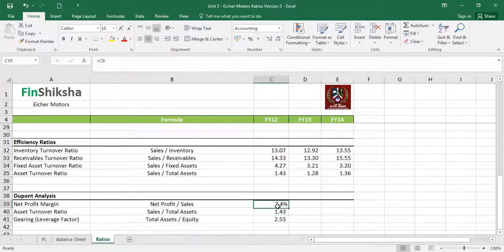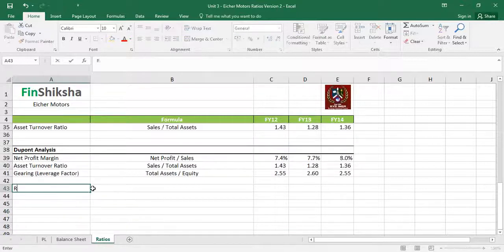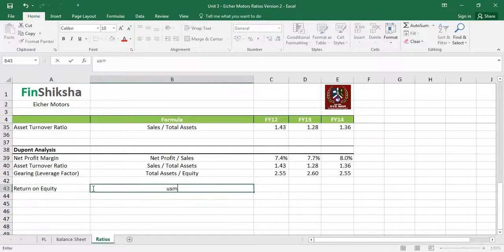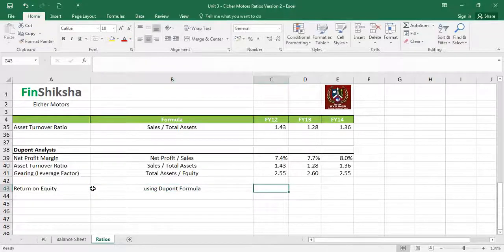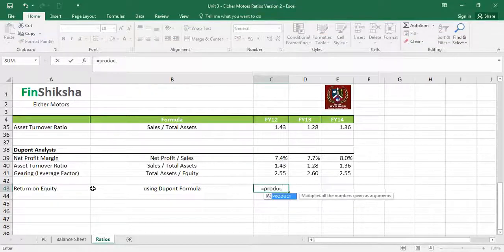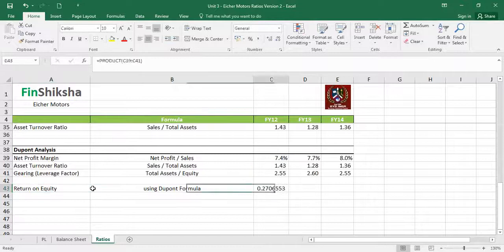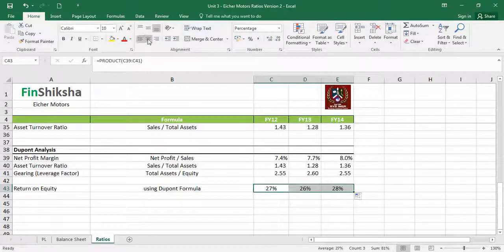Let's reformat this. Let's drag all of these on the right side. Let's try and calculate return on equity using the DuPont formula, right? And that DuPont formula will be a multiplication of these three. So that's the product of these three numbers, right? That's, if you remember what we had calculated, the product of these three numbers. Convert this to percentages, drag it on the right side. Let's add a decimal point as well.